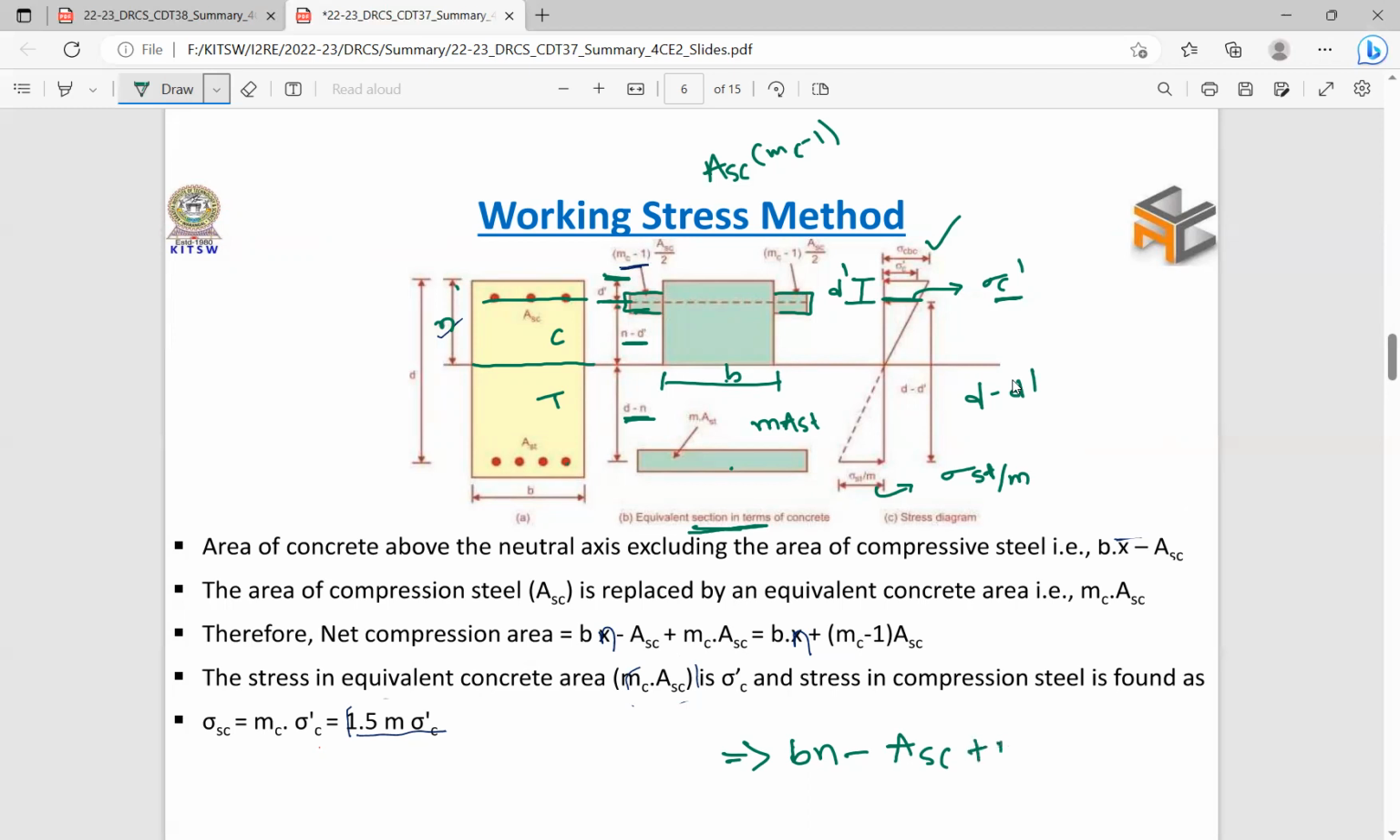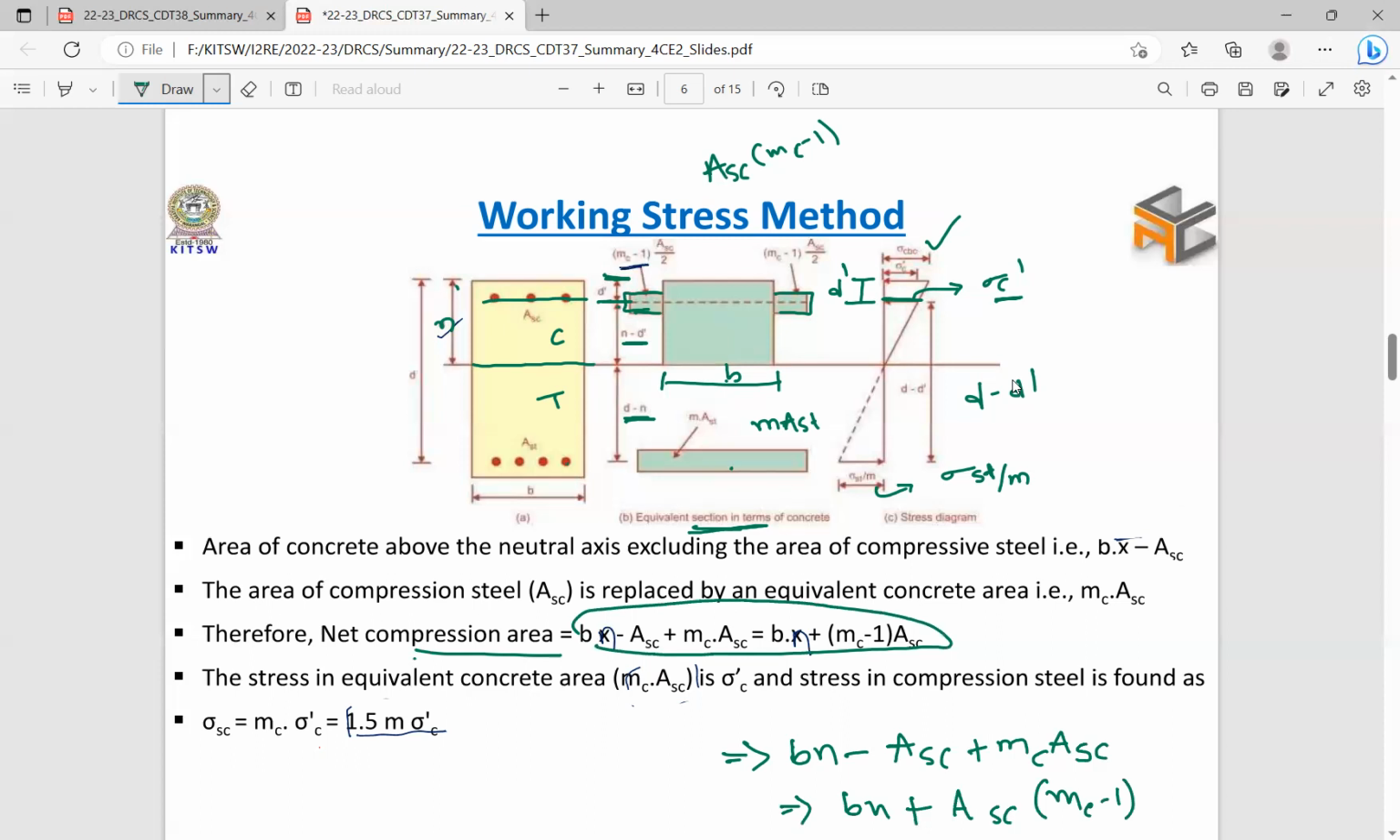It is done by multiplying by the modular ratio of the transformed section, MC into ASC. So this is the area of this equivalent compression zone. Now if you simplify this, BN plus, taking ASC common, (MC minus 1). So this is your net compression area. That is what we have written here, right?